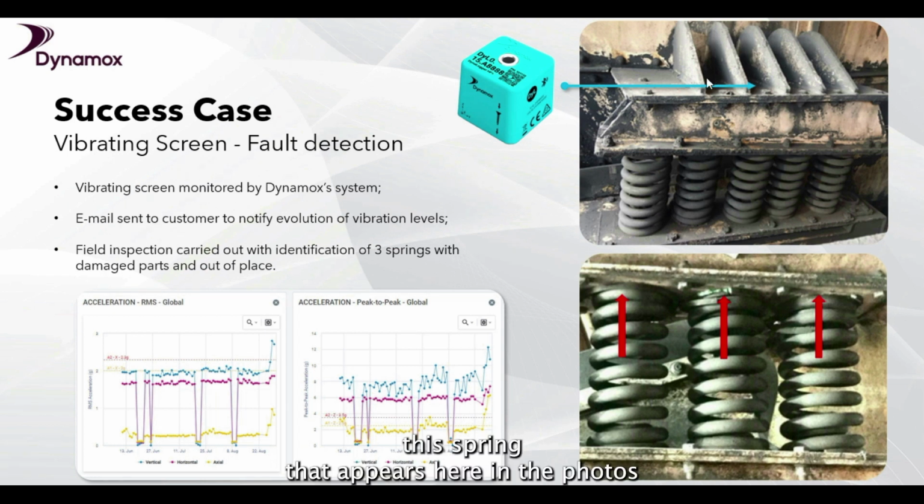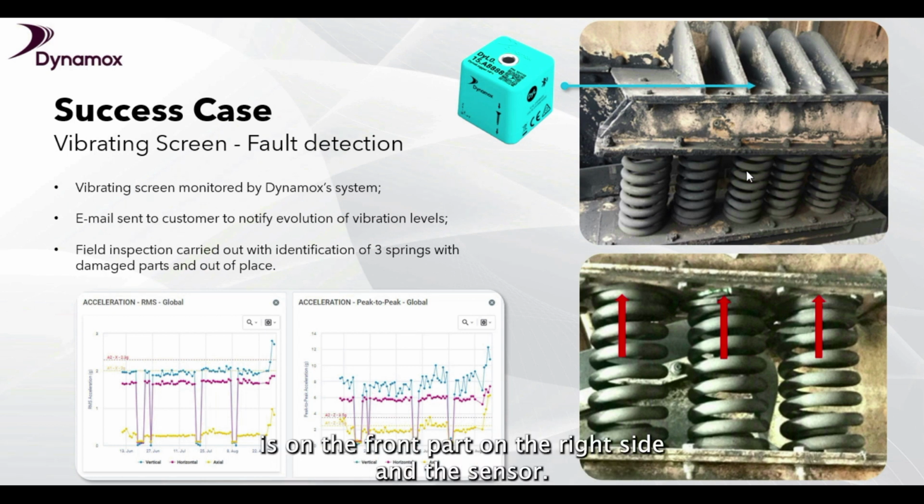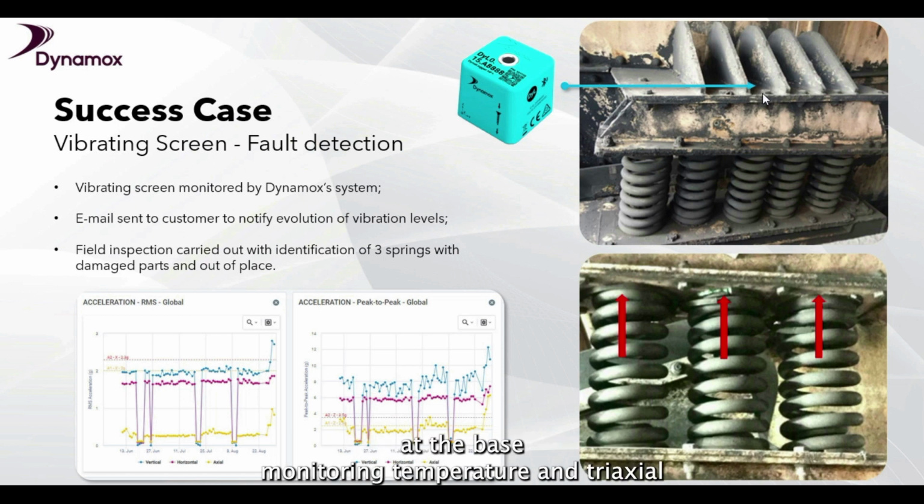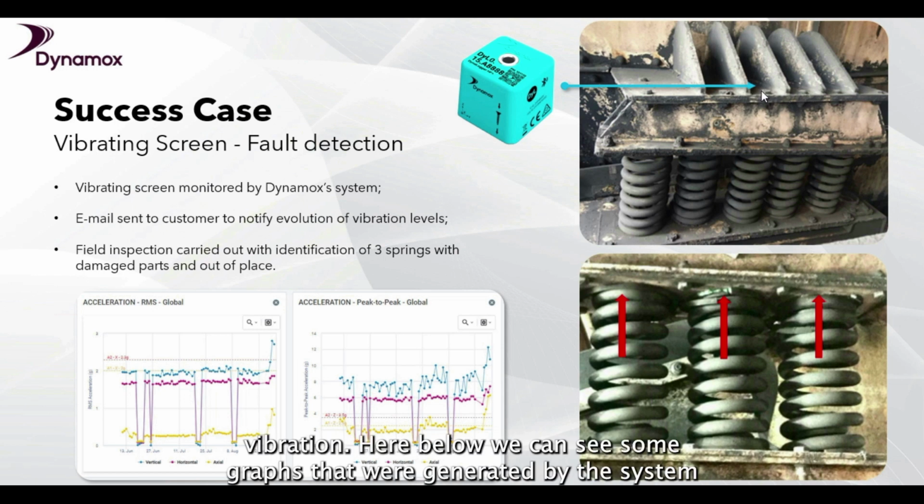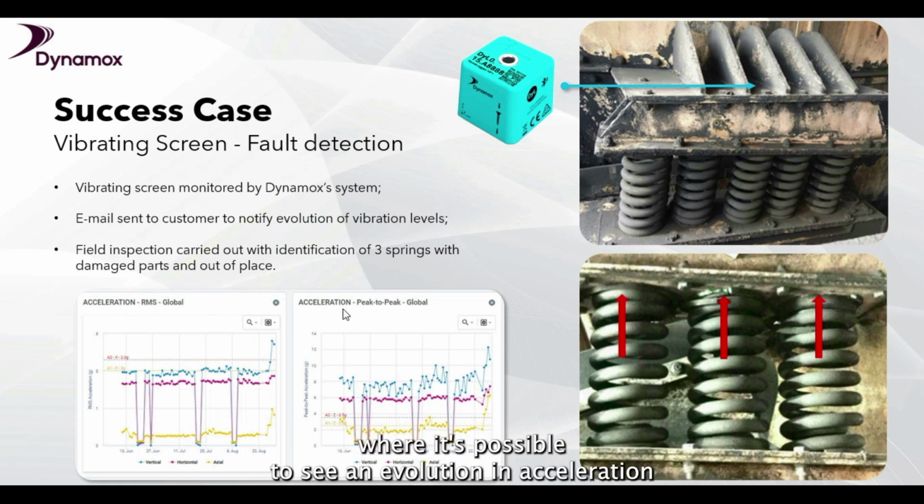The spring that appears here in the photos is on the front part, on the right side, and the sensor we can't really see here in this picture, but it's here at the base, monitoring temperature and triaxial vibration. Here below, we can see some graphs that were generated by the system, where it's possible to see an evolution in acceleration, both in the vertical and in the axial axis. This evolution reached alarm levels in the system, which generated an email warning the client.